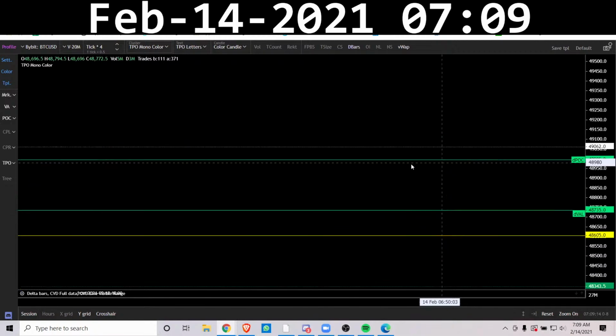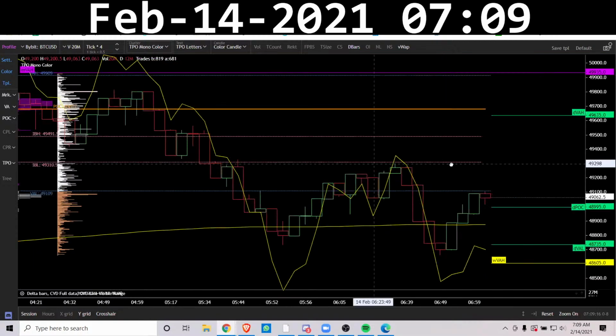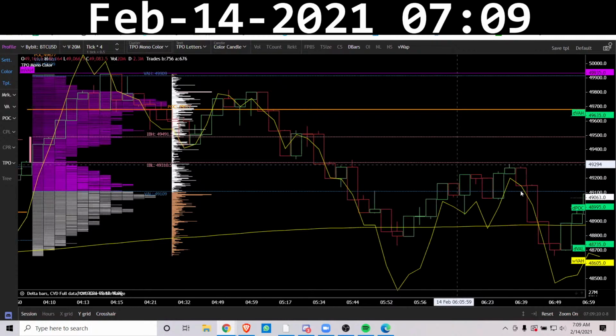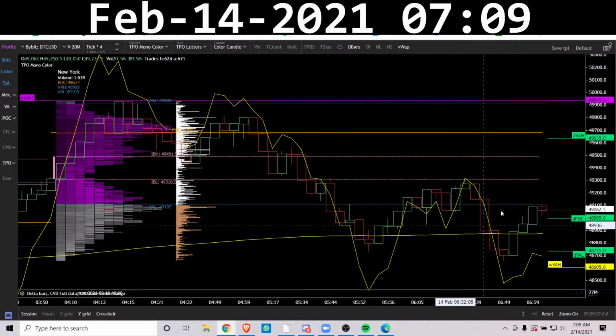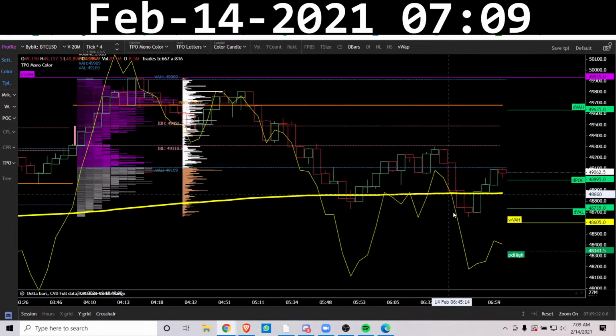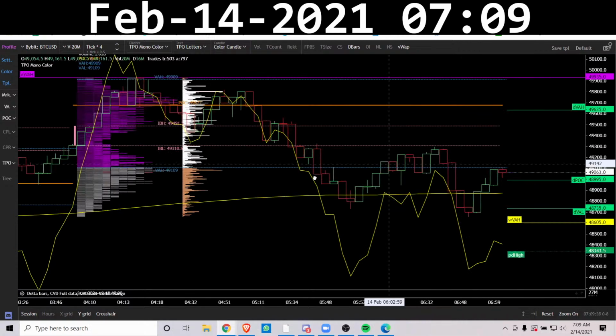So you can see that we clearly tested the initial balance low of the New York session at 49,310, found resistance there before coming back down. We held the money VWAP, we held the daily value area low, and now we're finding resistance at the value area low at 49,109.